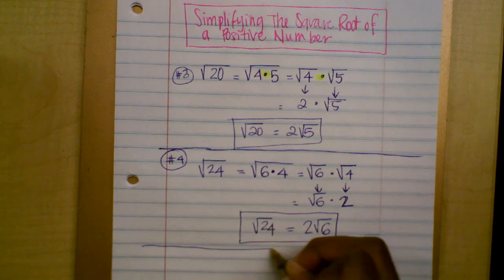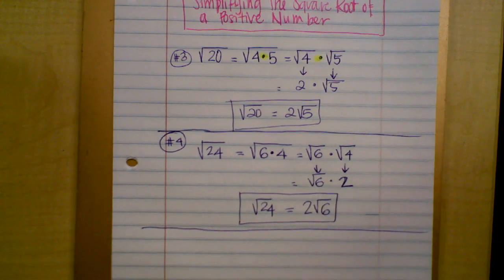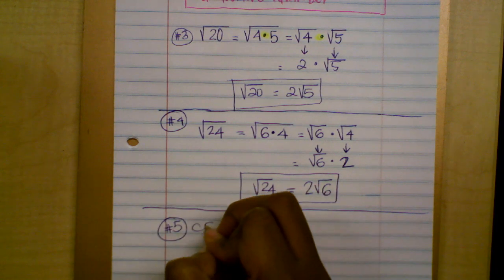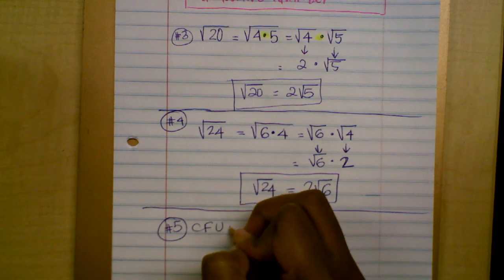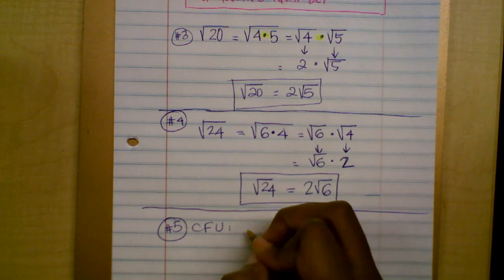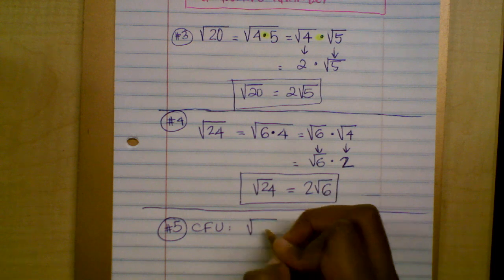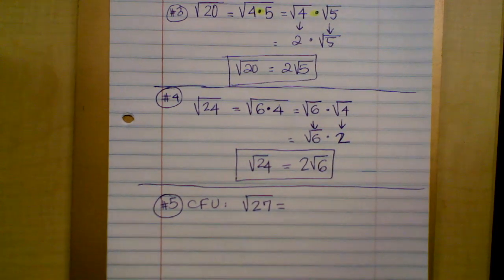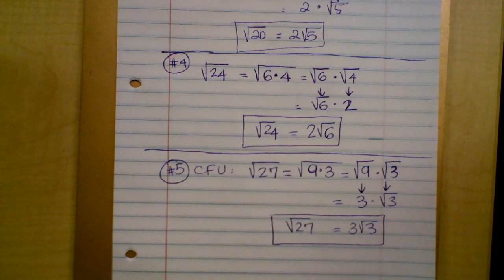Let me give you another one to check your understanding. Number 5, checking your own understanding. What is the square root of 27? Please pause the video and use the strategy that I've shown you to simplify the square root of 27. So this is my example. I found 3 times the square root of 3.